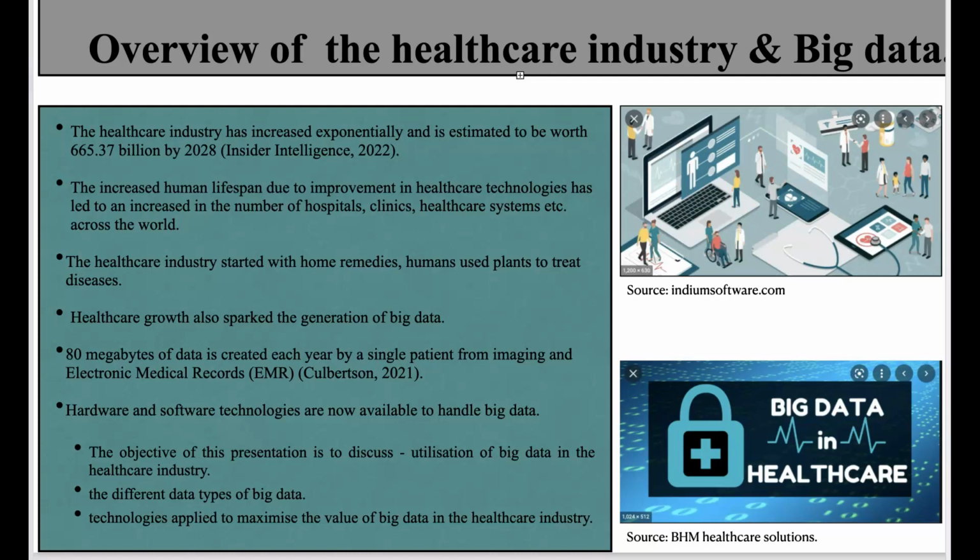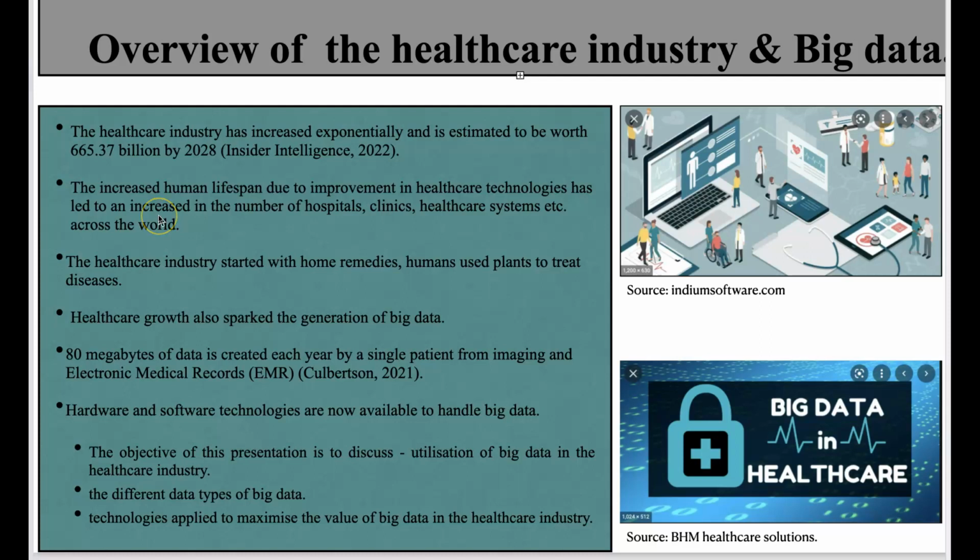The healthcare industry has increased exponentially and is estimated to be worth 665.37 billion by 2028. Now, the increase in human lifespan due to improvement in healthcare technologies has resulted in an increase in the number of hospitals, clinics, and healthcare systems across the world.